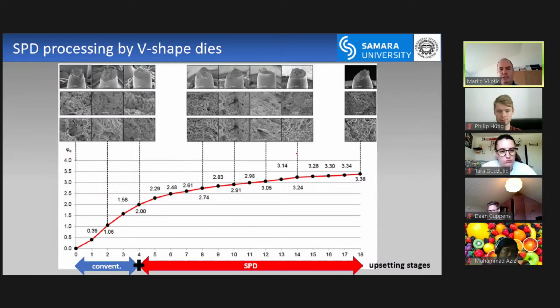So I just made this table. I just want to compare it. Usually we say upsetting stages. What we think is that conventional metal forming can provide this kind of performance, right? And this kind of fracture, and this is SPD processing.